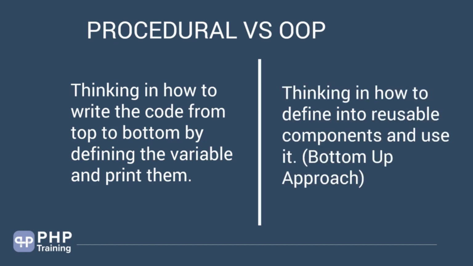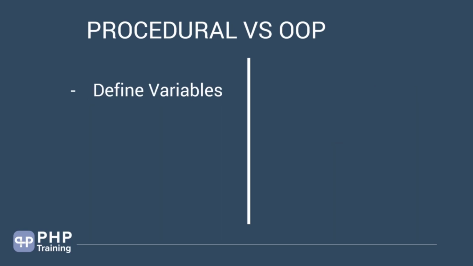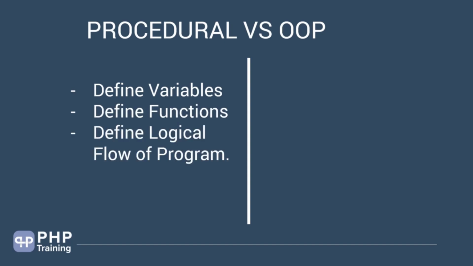But in OOP, you are thinking about how to define reusable components first. You have to define first what components you need in a program, and then you use it. So that's basically a bottom-up approach. You don't first write your program. You conceptually define it first into a component, then you try to reuse it. In procedural, you define variables, you define functions, you define the logical flow of the program, and there's a sequential flow from top to bottom. You start from the top, you finish at the bottom, right? That's the procedural style you and I have been following for years.